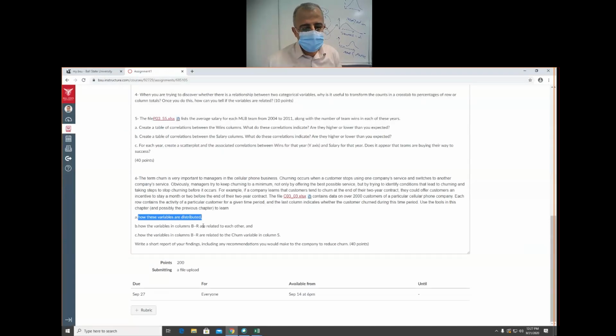How the variables in column B through R are related to each other. How can we check this relationship? How do you guys check the relationship between variables? Come on. Scatter plot or correlation, relationship between two variables. Okay?